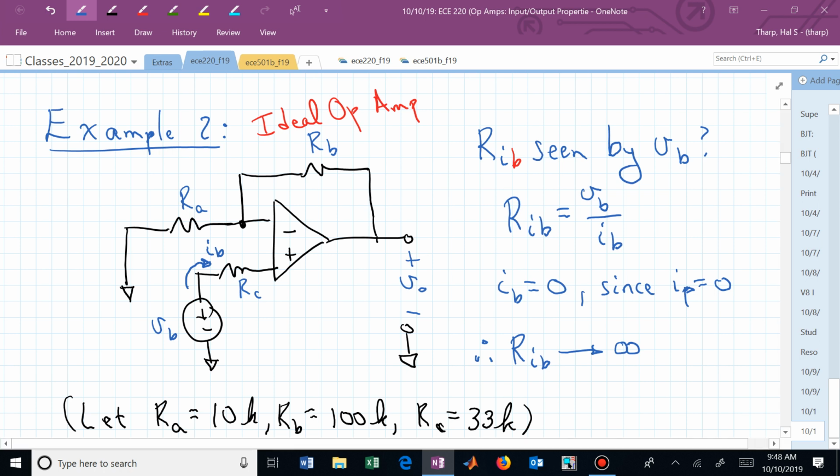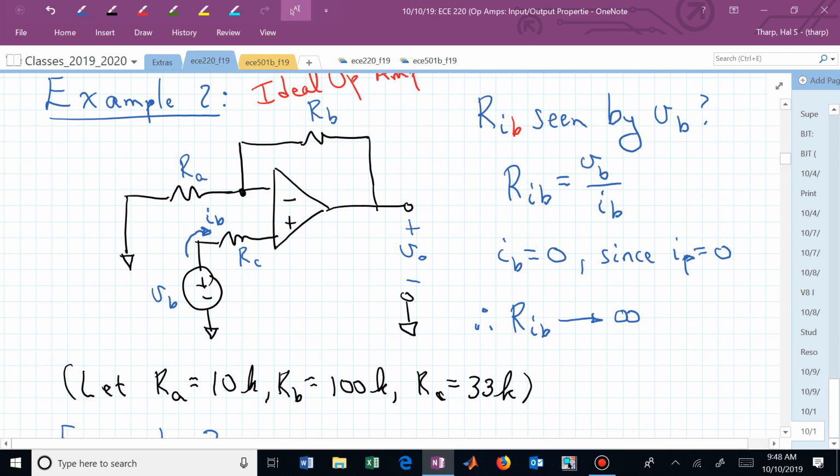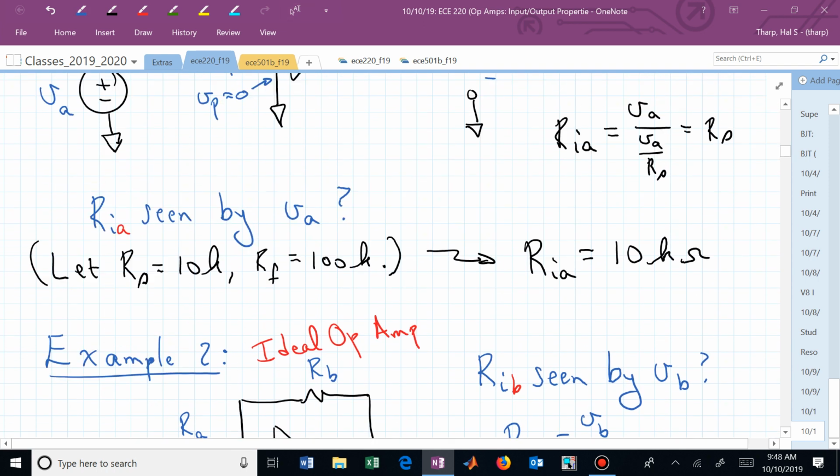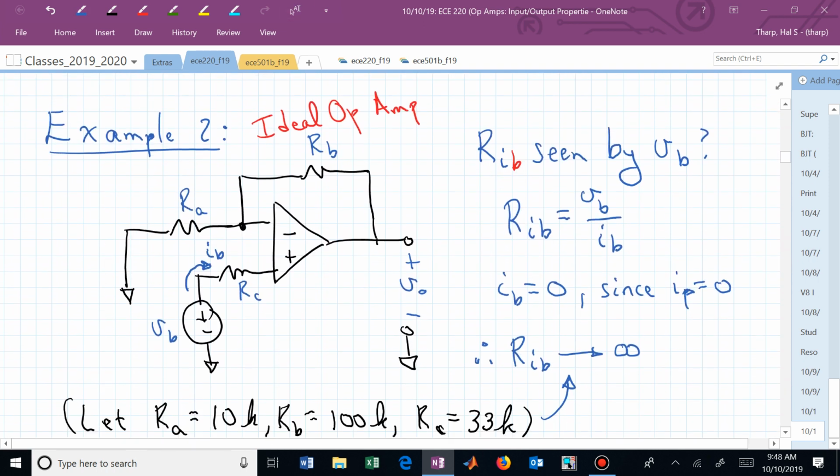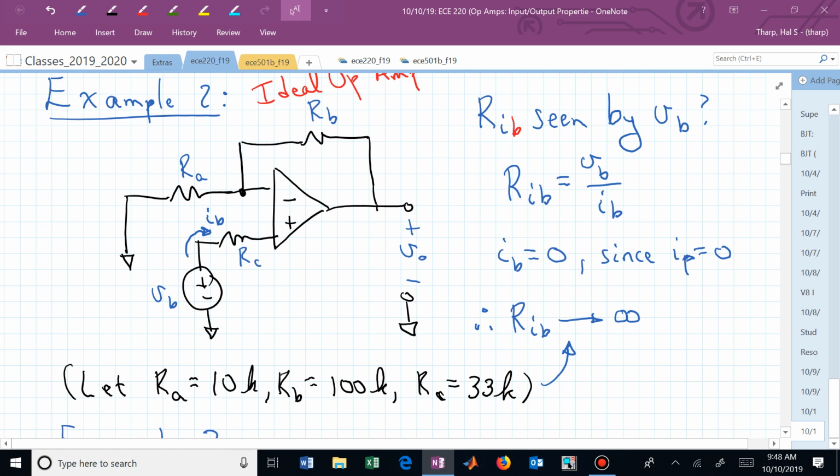Now, no matter how we've connected this, do these numerical values for the different resistors matter for the resistance seen by source V sub B in this connection? No, it's still infinity. First one was 10K. Now we're up to infinity.